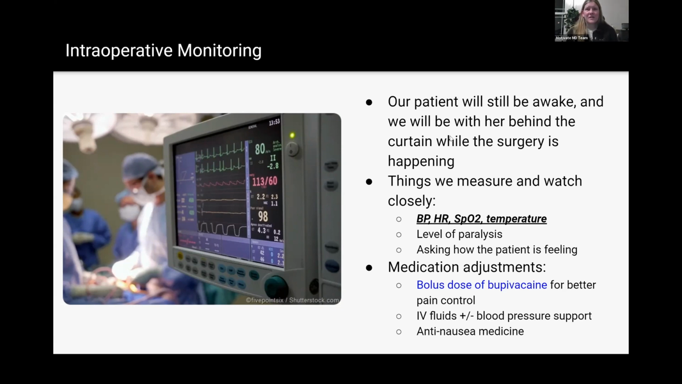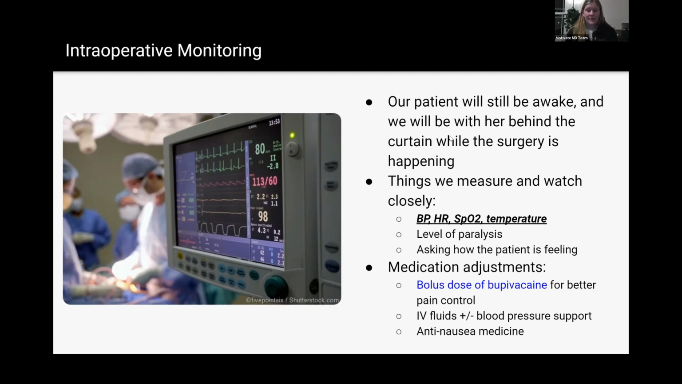Optionally, you can also measure their level of paralysis. That's a little bit more important if they're completely asleep and sometimes can have random jerking movements, but we don't give a full body paralytic to someone who's awake because that's just not how it works.